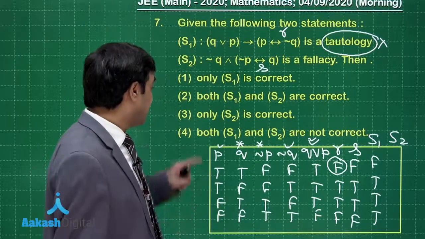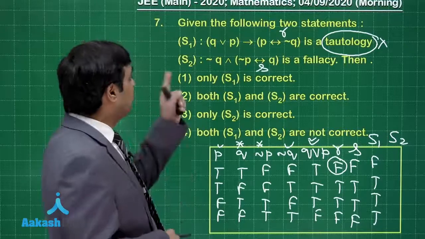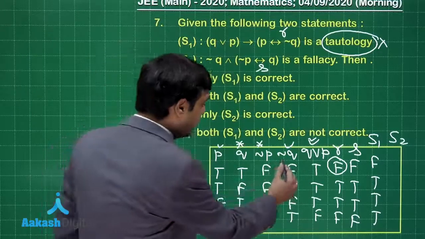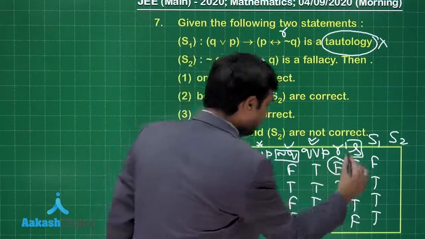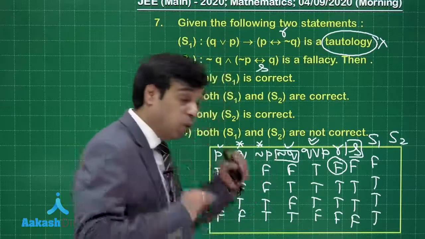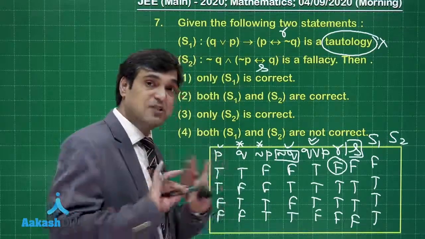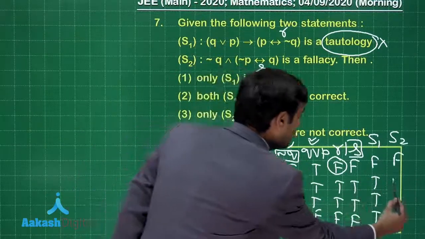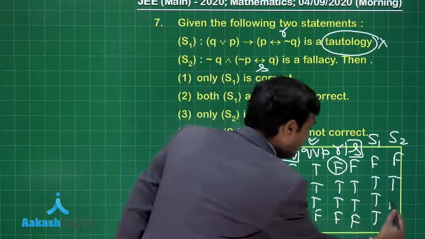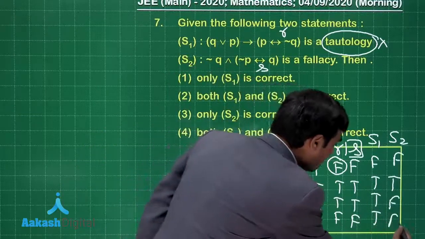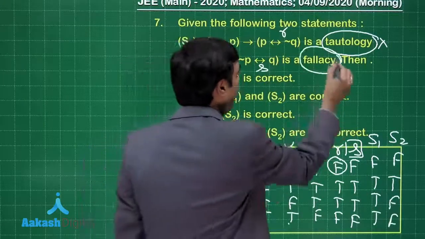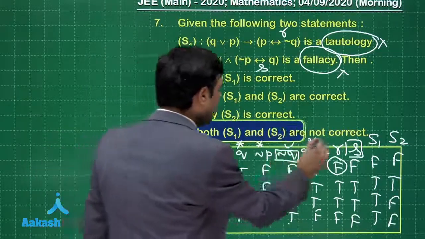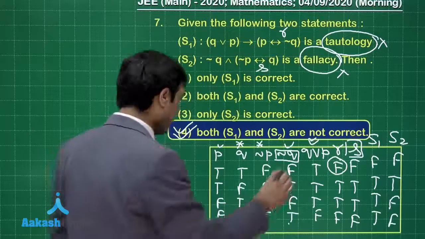Now when you say it is not correct, 3 or 4, either of the two can be true. Moving forward, fallacy. Negation Q and S. Here you see that when both are true, the result will come as true, and fallacy means all false. Let's check here. This is false. This is true. So clearly it is not a fallacy. It is confirmed for now. So this is true, false, meaning false. So clearly this is also not correct because there is one true. So the correct answer is option number 4, that both S1 and S2 are not correct.